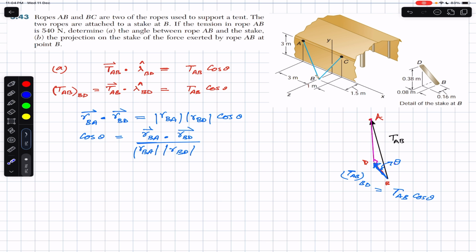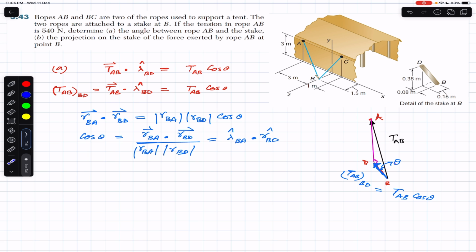And if we look at this equation, this divided by this, the position vector by its magnitude, is the unit vector. So we can always say that this will be the unit vector from B to A, dot product with the unit vector from B to D. So if we take the dot product of the unit vectors and take the cos inverse of that, we can also find the angle theta.